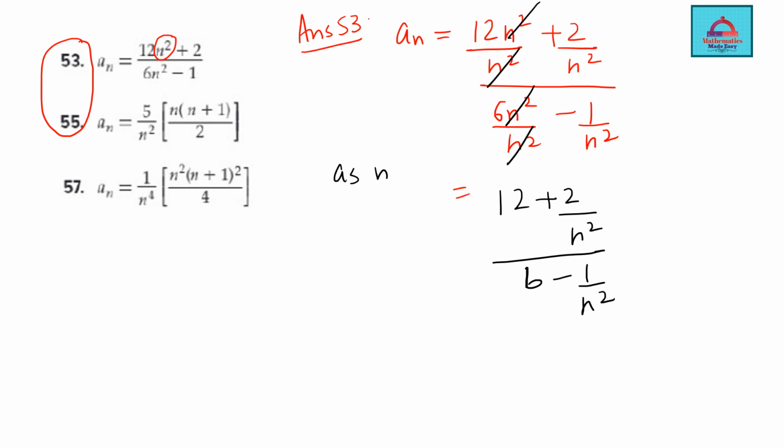Now as n tends to infinity, 1 by n tends to 0. So this term and this term will go to 0. So what are you left with? 12 by 6, which is 2. Okay.